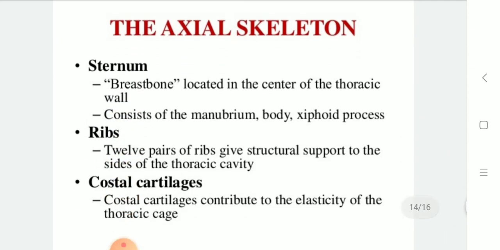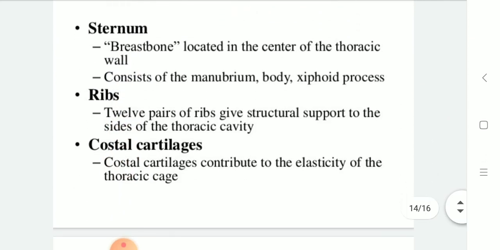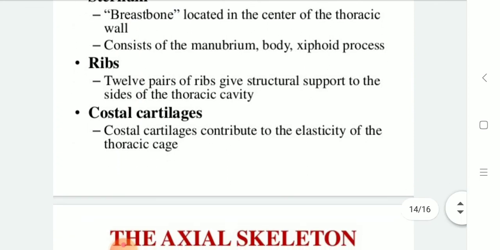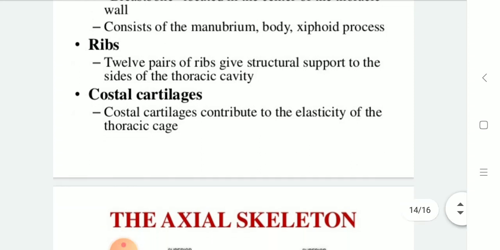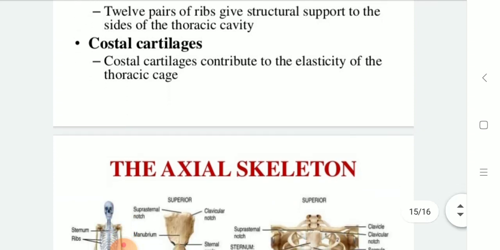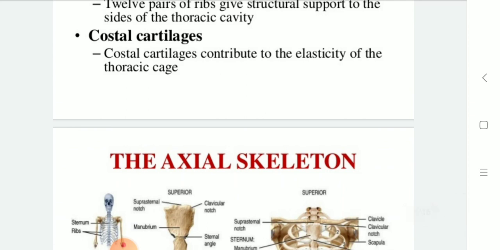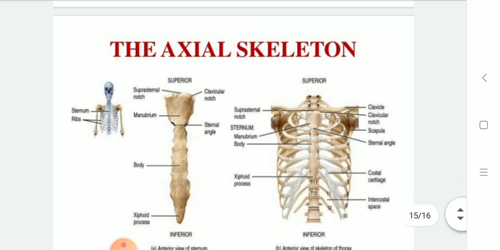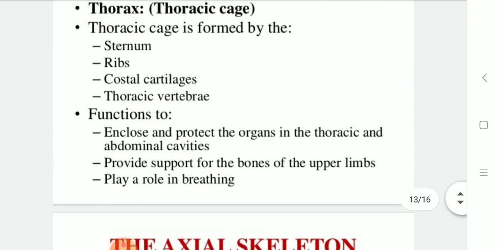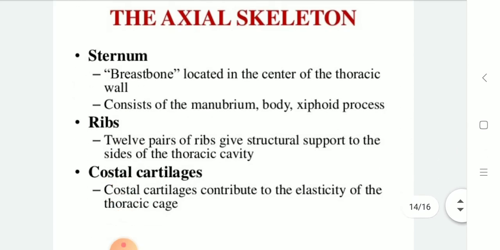Sternum, the breastbone, is located in the center of the thoracic wall and consists of the manubrium, body and xiphoid process. Ribs, 12 pairs of ribs, give structural support to the sides of the thoracic cavity. Costal cartilage contributes to the elasticity of the thoracic cage. This is the diagram of the thorax.